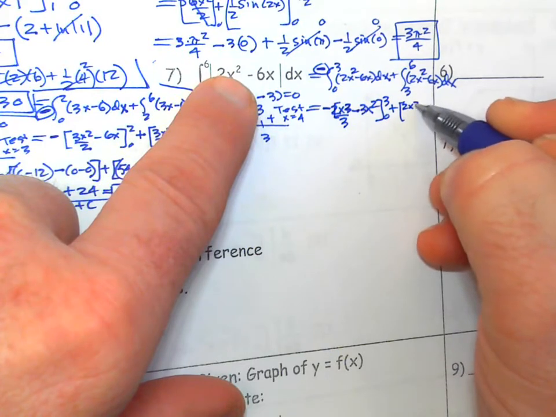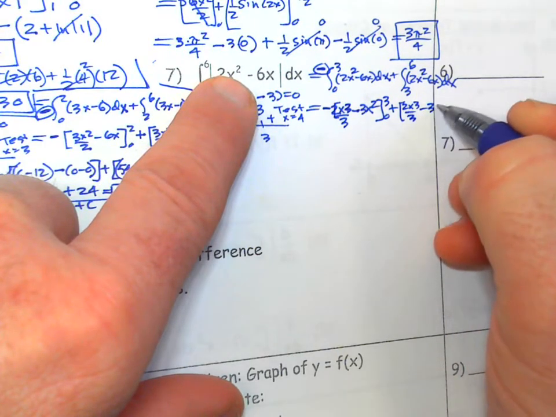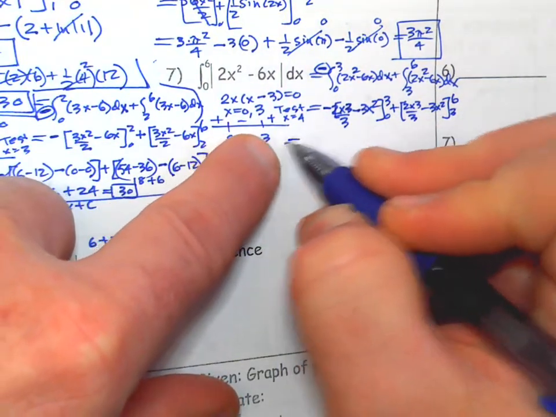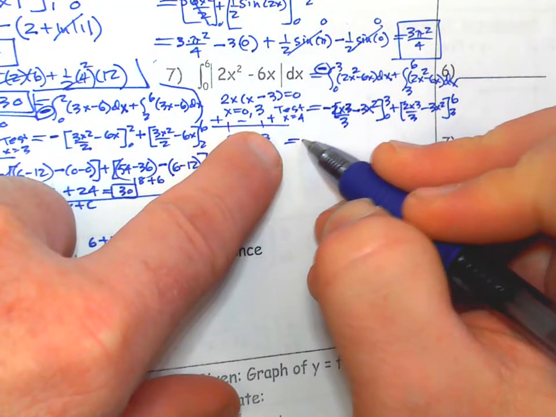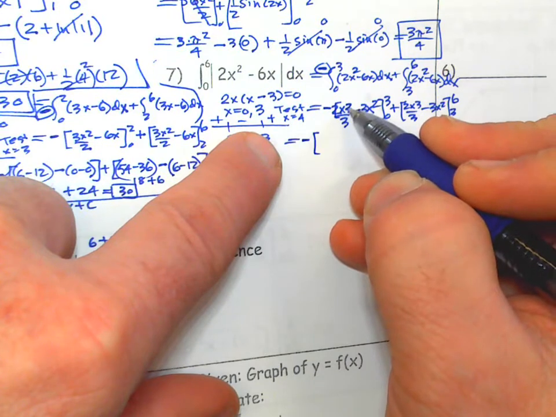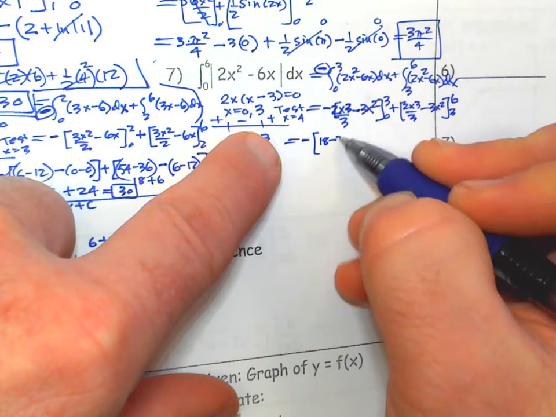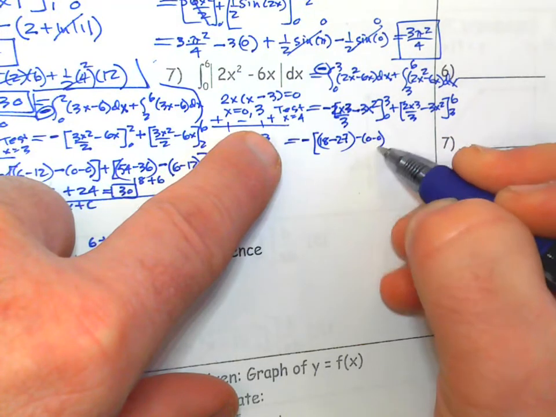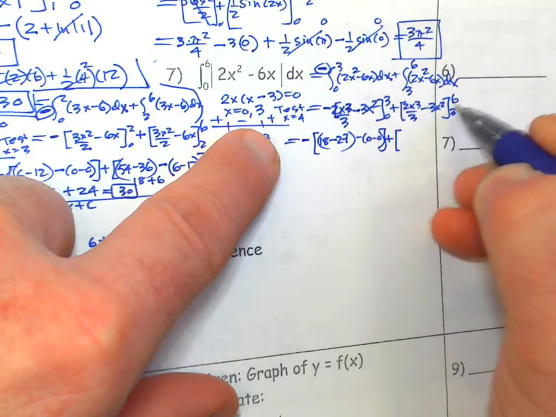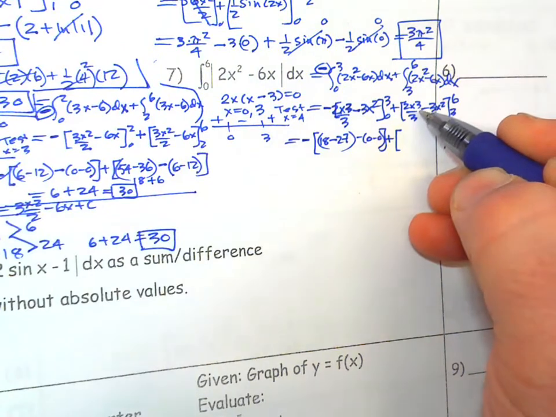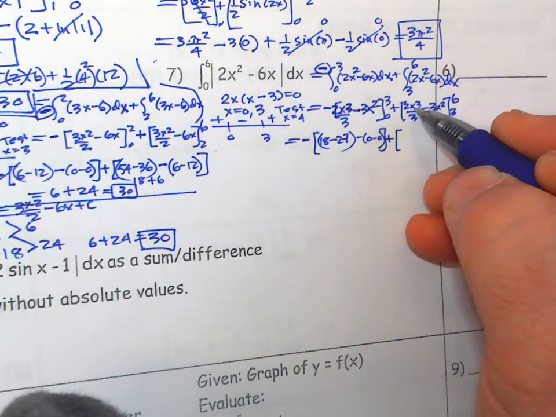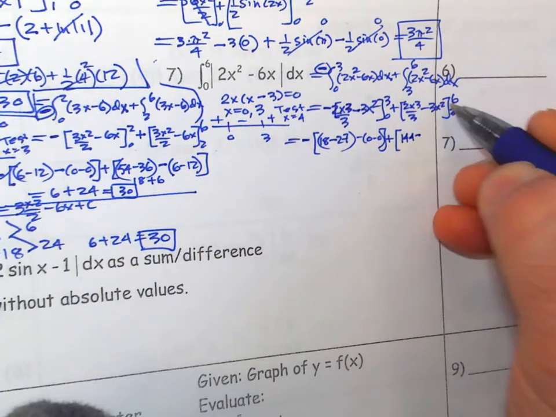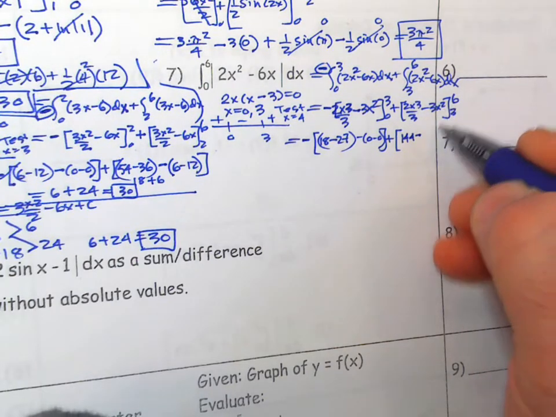2x cubed over 3 minus 3x squared. And then we'll plug the values in. So if you plug 3 in here, that's gonna be 18 minus 27. Plug 0 in, it's gonna be 0 minus 0. Plug 6 in, it's gonna be 36 times 2 is 72. 144 minus 3 times 36 is 108.